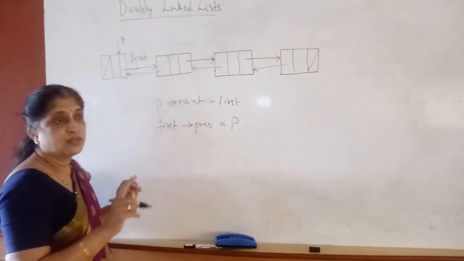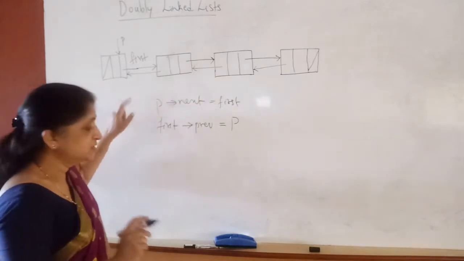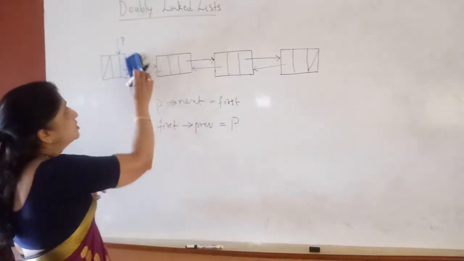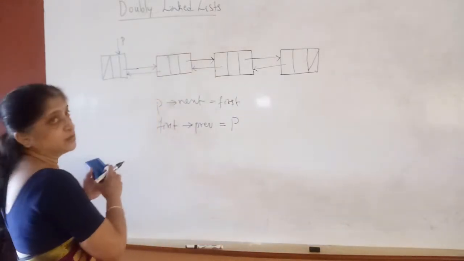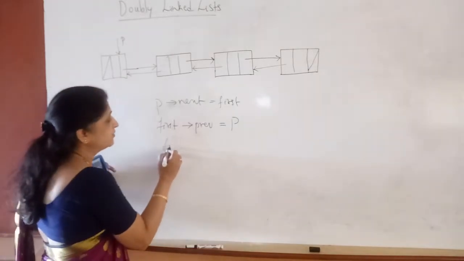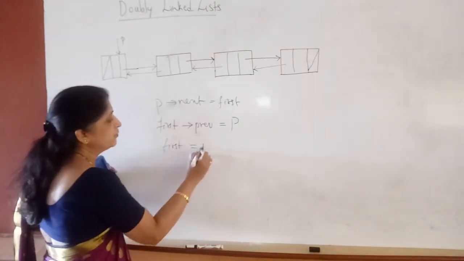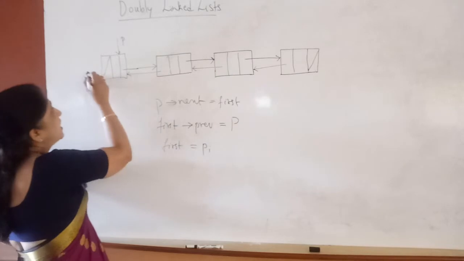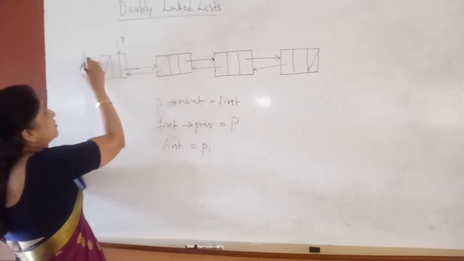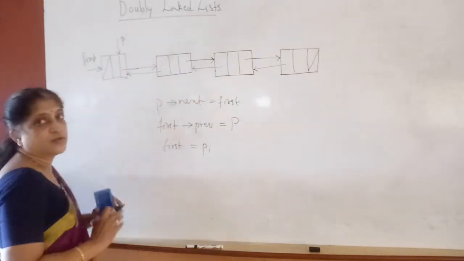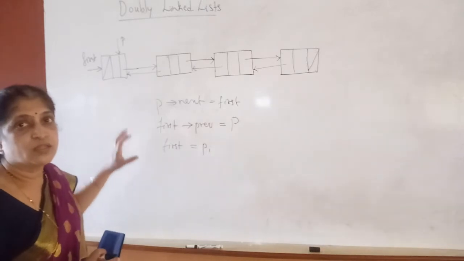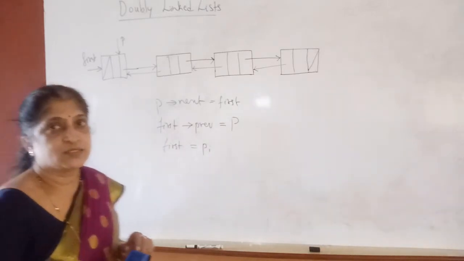Now I have to make this as the first node. That means the external pointer first should be pointing to the new node. So I have to write first is equal to P. By writing this, I make first point to the first node. So I have successfully inserted a node at the beginning of the list.